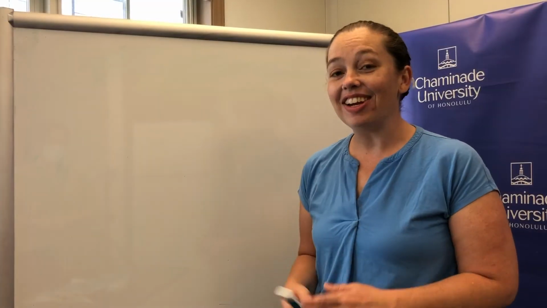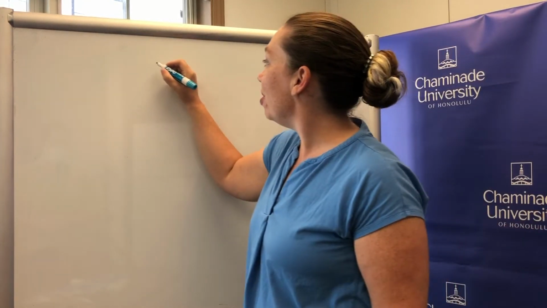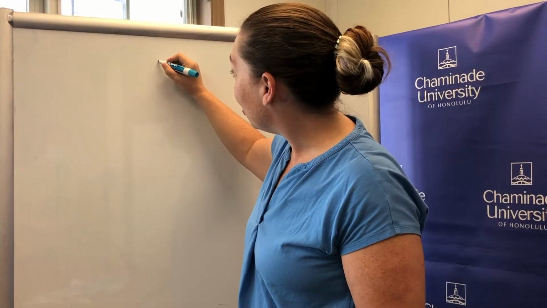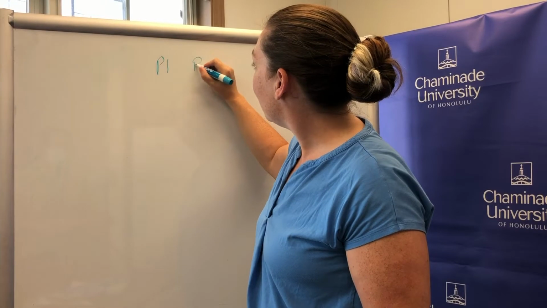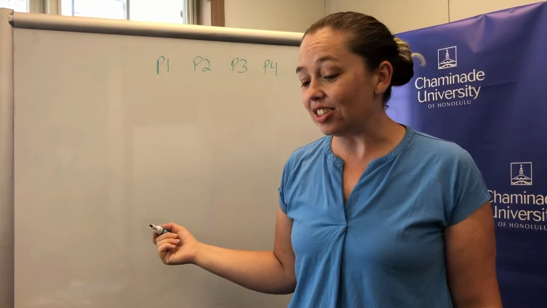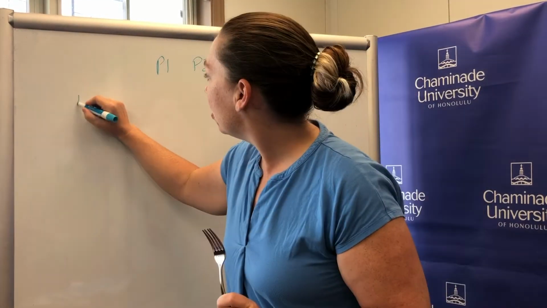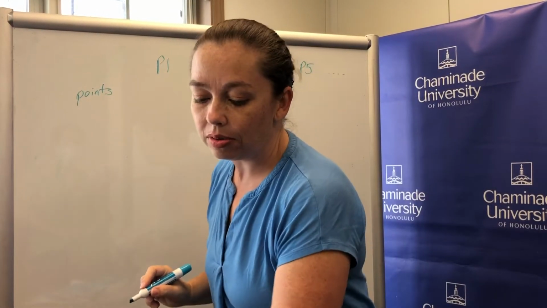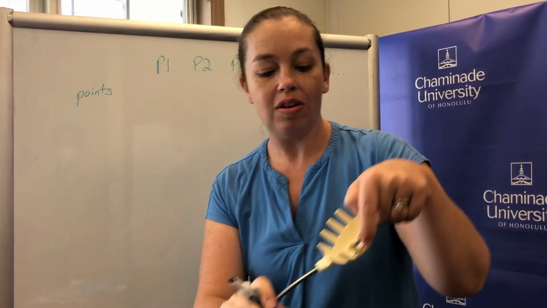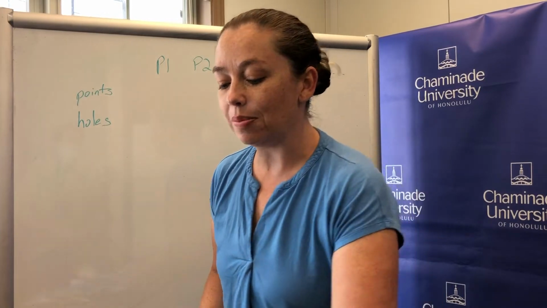Okay, so if we want to collect some data, we can use our whiteboard. So we know we have multiple pieces of silverware, like piece 1, piece 2, piece 3, piece 4, piece 5, and we want to collect certain things about it. Maybe we want to know how many points does it have? Maybe we want to know how many holes does it have? Maybe we want to know what it's made of.